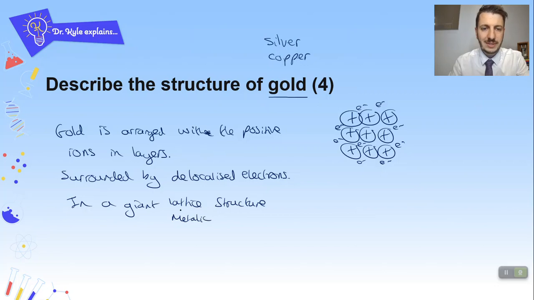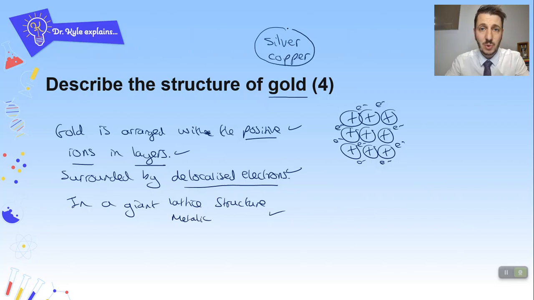Now all lattice means is a repeating unit over and over again. So you've got positive, positive, positive, positive, positive, positive. So lattice is just a repeating unit. We're getting our marks here from arranged with the positive ions in layers. So tick, tick. Surrounded by those delocalized electrons, tick, in a giant lattice structure, tick. And remember, it can literally be any metal. So all you have to do is be able to describe the structure of a metal, and you can answer this for any single question or any type of metal.